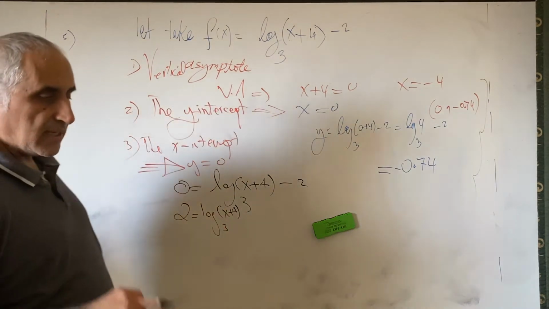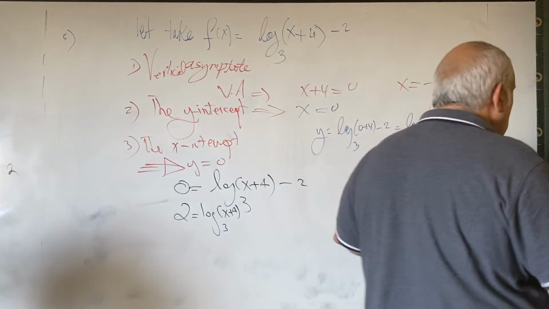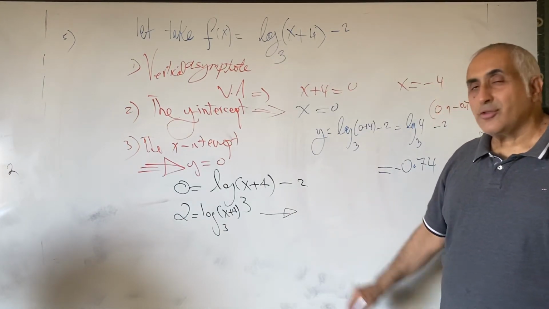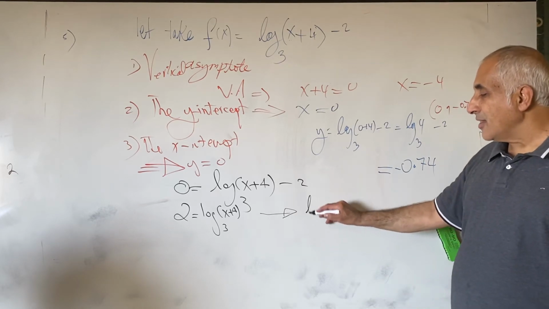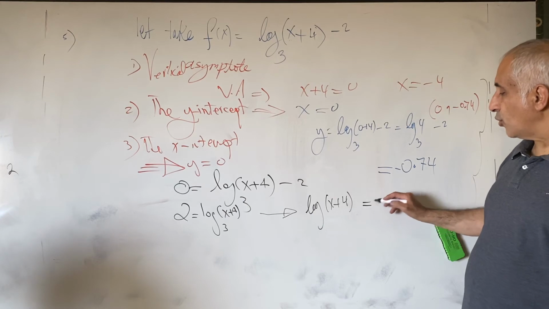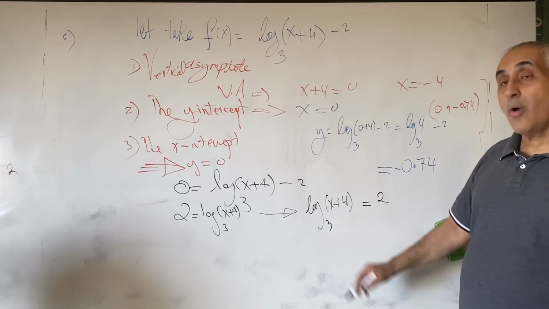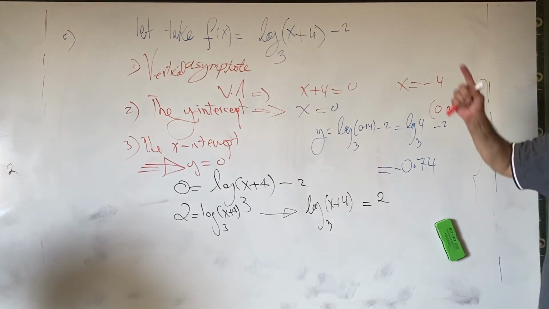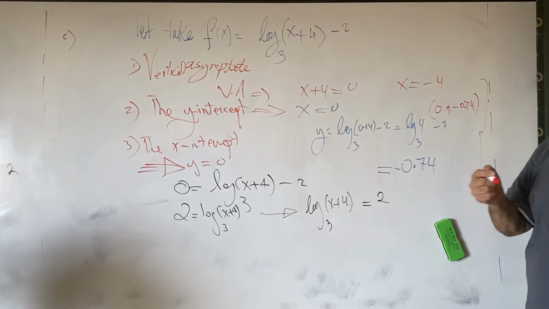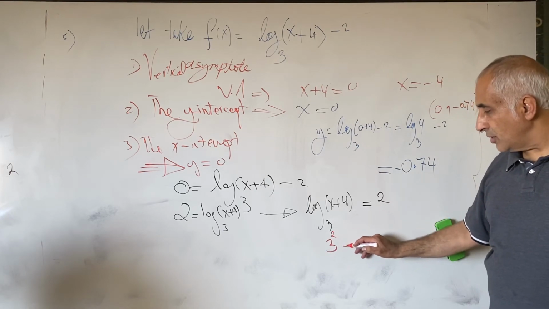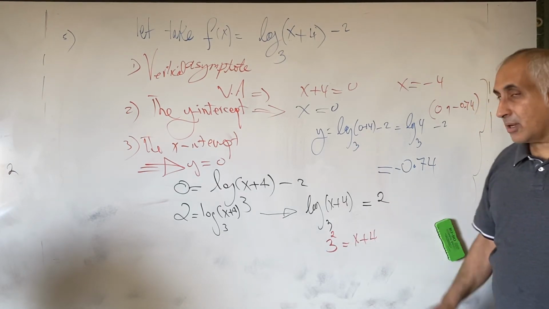Some people cannot see it because they get used to my way. Yes, you can do it the other way, but my little advice, in order to solve this, is to write the log on the left hand side and put the 2 on the right hand side. Why? So I can switch this question into, you know the rule, the basic rule? You have to go back to exponential form. 3 to the power of 2 equals x plus 4.